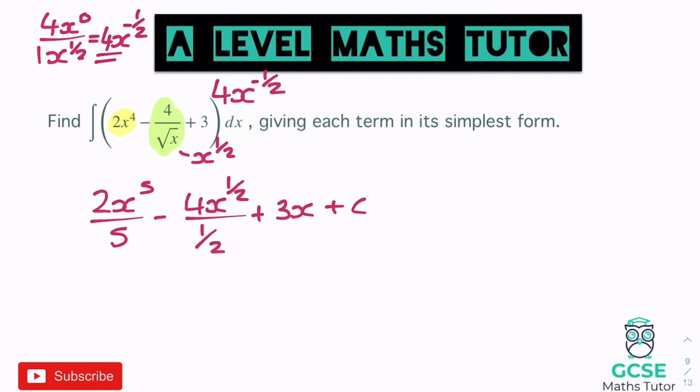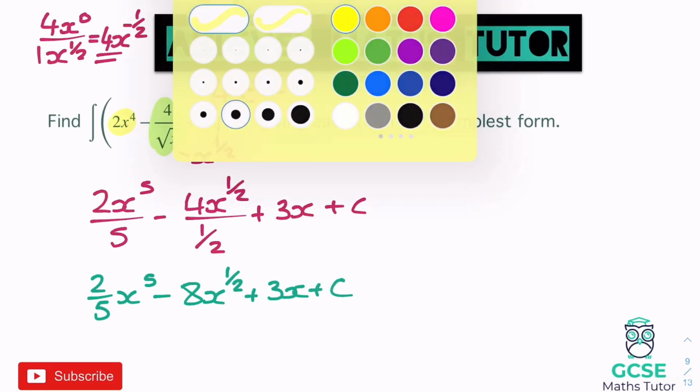So simplifying this down, we've got 2 divided by 5 there, so we'll write that as 2/5, x to the power of 5, minus, we've got 4 divided by a half, so that's 8, 4 divided by a half is 8, x to the power of a half, and then we just have our 3x and plus c at the end, and there we go, that's integrated again. There we go, we're finished.